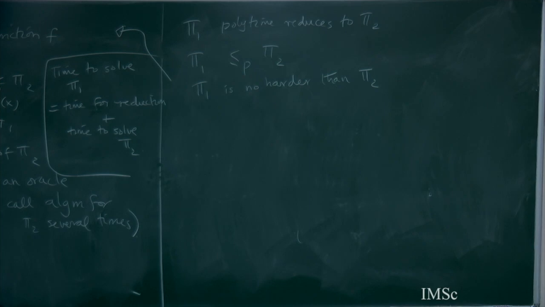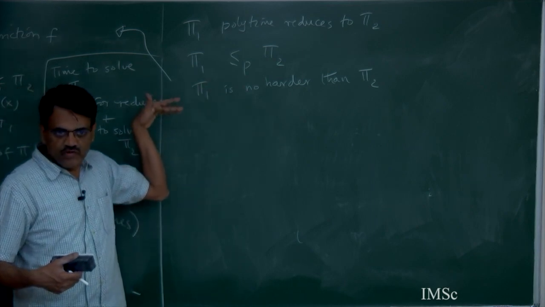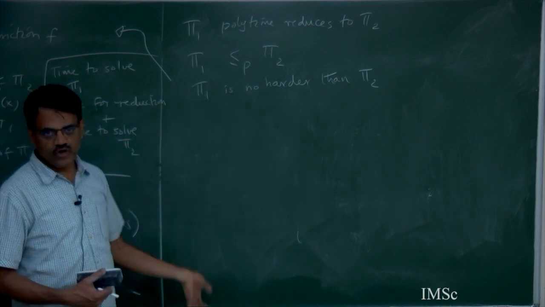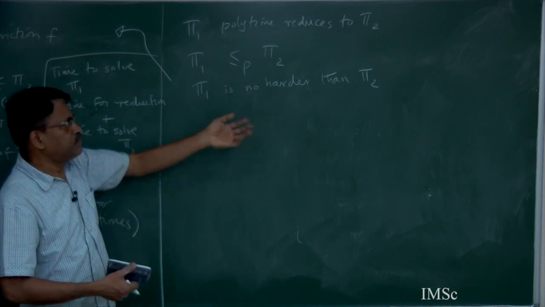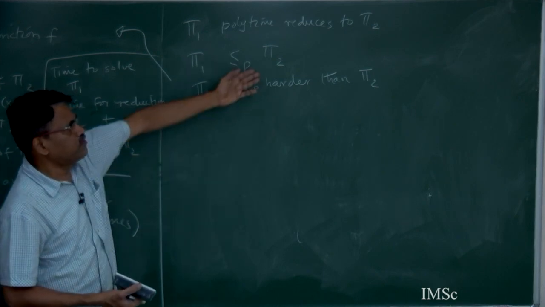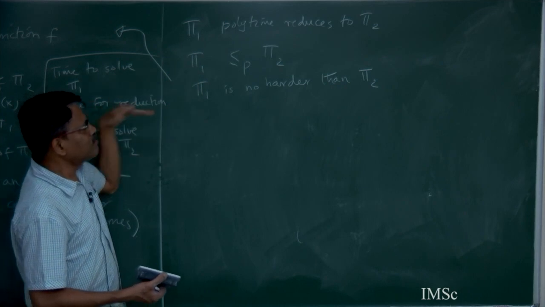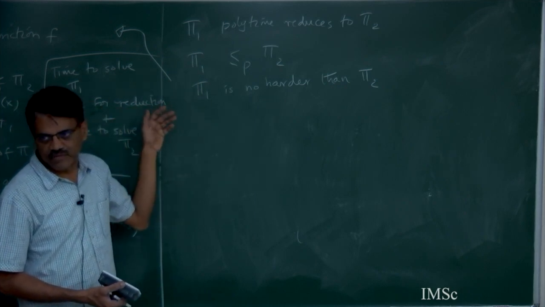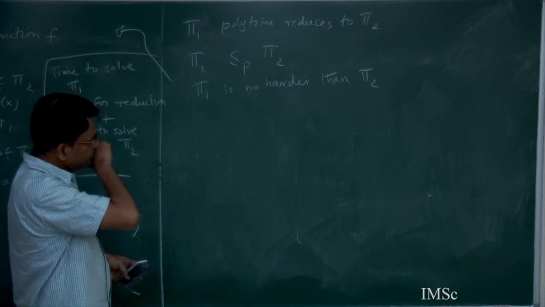And maybe there is a better way as well, you do not even have to go to pi 2. That is why it is no harder, it may be much easier for all you know, because even without going through pi 2, we may be able to solve it, but here is one way. So whatever time in which you can do pi 2, you can do pi 1 in that plus whatever the reduction time. In the polynomial world, that is what this is saying.